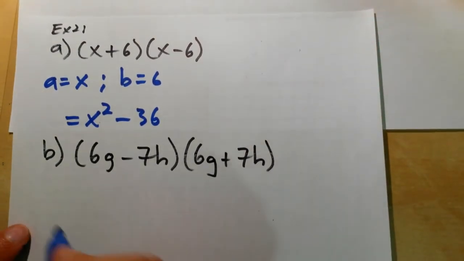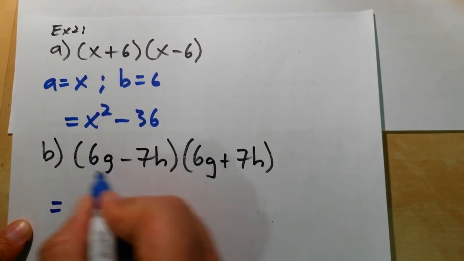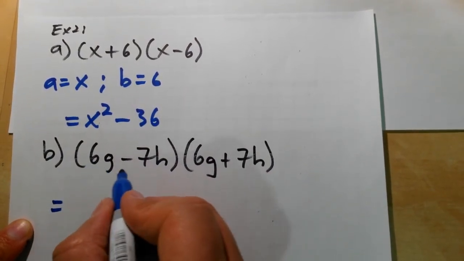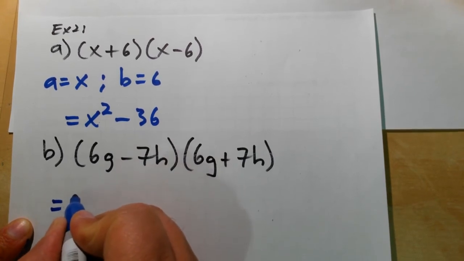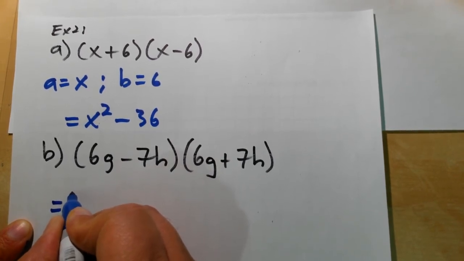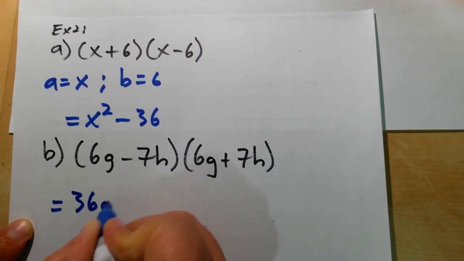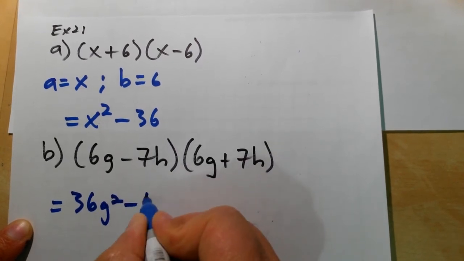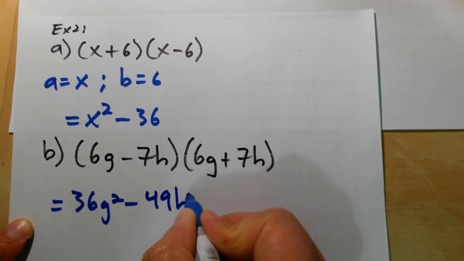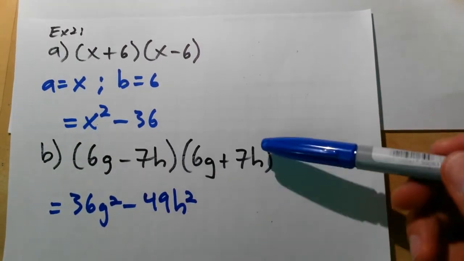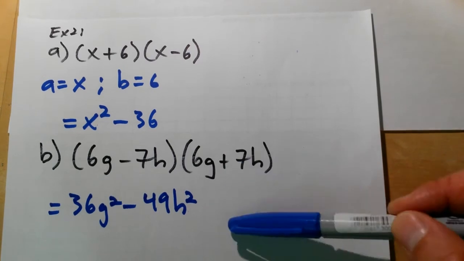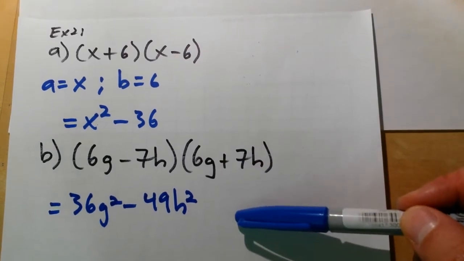Good. So the answer to this is the following. This is our a value, this is our b value. 6g is equal to a, 7h is equal to b, so this is equal to a squared minus b squared. In other words, 36g squared minus 49h squared. And that's it. So it saves you a lot of time once you start getting familiar with the patterns.